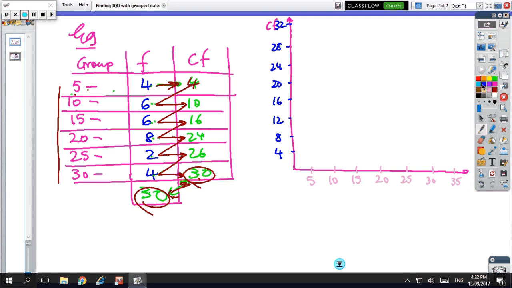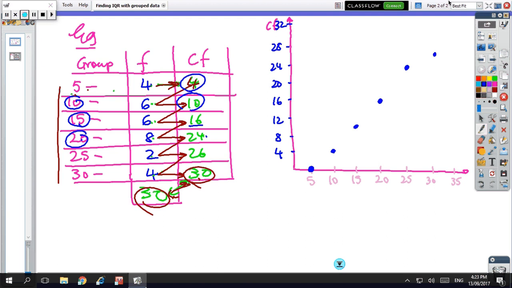Now, the first score starts at 5, so that starts at the bottom, and then we're using the opposite number. So the score of 10, we plot at 4. The score of 15, we plot at 10, which is about there. You'll be doing it on lined paper. The score of 20, we plot 16. The score of 25, we plot at 24, so it's about there. A score of 30, we plot at 26, which is about there.